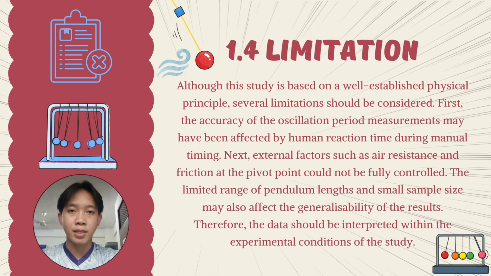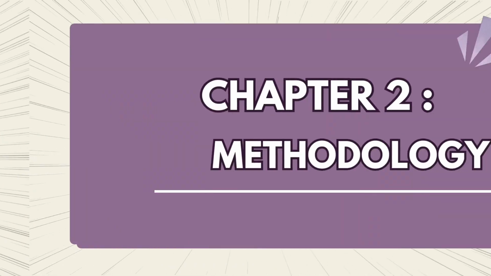Although this study is based on a well-established physical principle, several limitations should be considered. Firstly, the accuracy of oscillation period measurement may have been affected by human reaction time during manual timing. Next, external factors such as air resistance and friction at the pivot point could not be fully controlled. The limited range of pendulum length and small sample size may also affect the general stability of the result. Therefore, the data should be interpreted within the experimental conditions of the study.